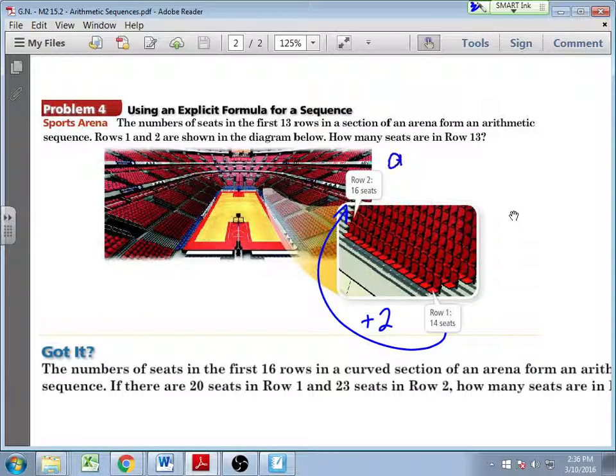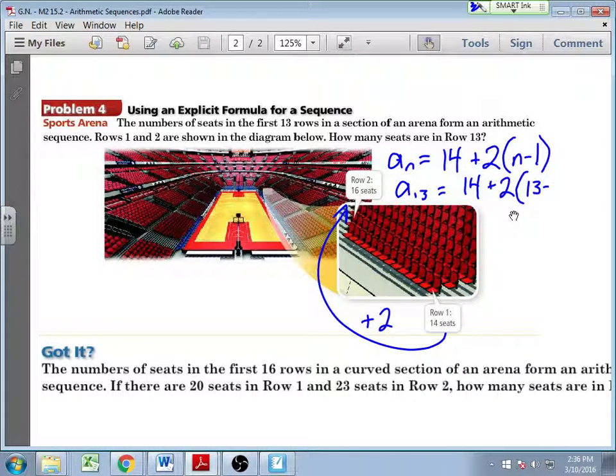So I can set up my a sub n is going to equal my first row, 14, plus that common difference of 2 times n minus 1. And now I can solve a sub 13: 14 plus 2 times 13 minus 1. 13 minus 1 is really 12. 12 times 2, 24. 14 plus 24. A sub 13 would have how many seats in it? 38.